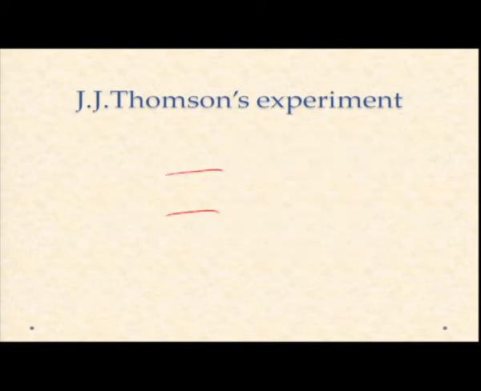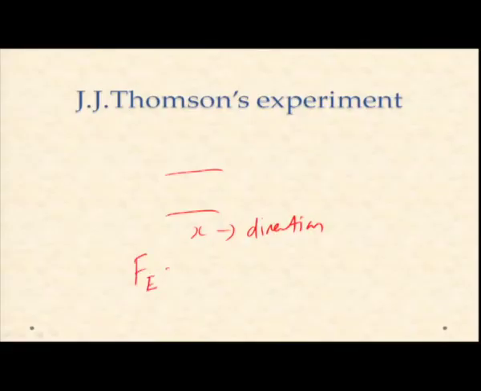Assume that the electron is moving in the positive x direction. Electric and magnetic fields are applied to the electron, so electric force will be there, and magnetic force will be there. Electric force Fe is equal to Ee, then magnetic force Fh is equal to minus eVH, where small e is the charge of the electron, capital E is the electric field, small v is the velocity of the electron, and H is the magnetic field.